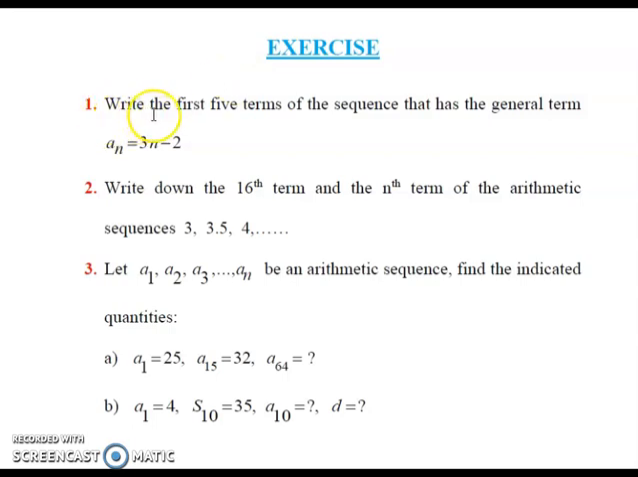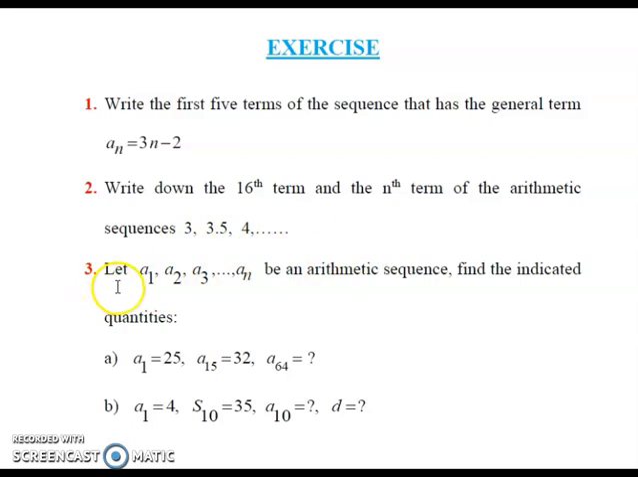First question, write the first 5 terms of the sequence that has the general term an is equal to 3 multiplied by n minus 2. Second question, write down the 16th term and the nth term of the arithmetic sequence 3, 3.5, 4 and so on.